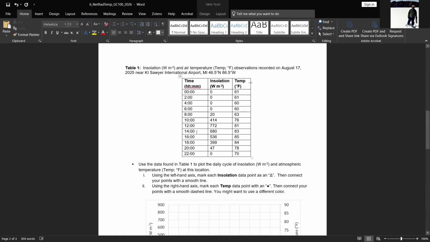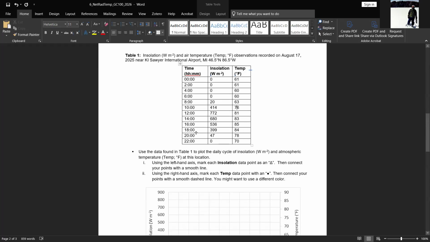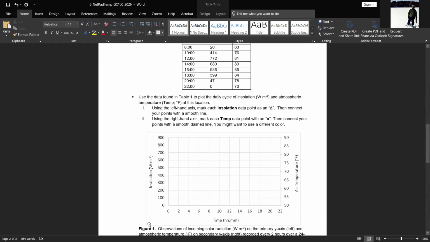So I want us to now plot these data. How do you go about doing that? Again, you could do this on paper. You would likely want to print this handout out and then literally, with a pencil or a pen, record the data.